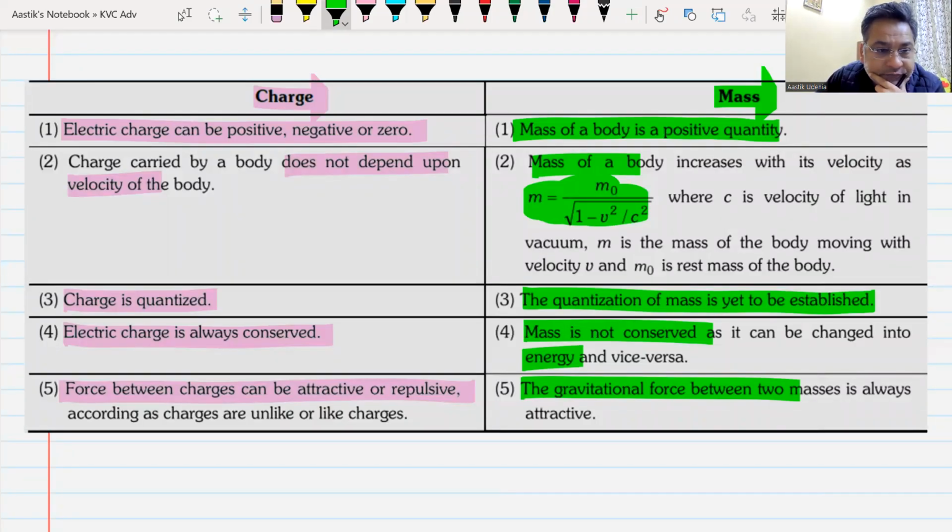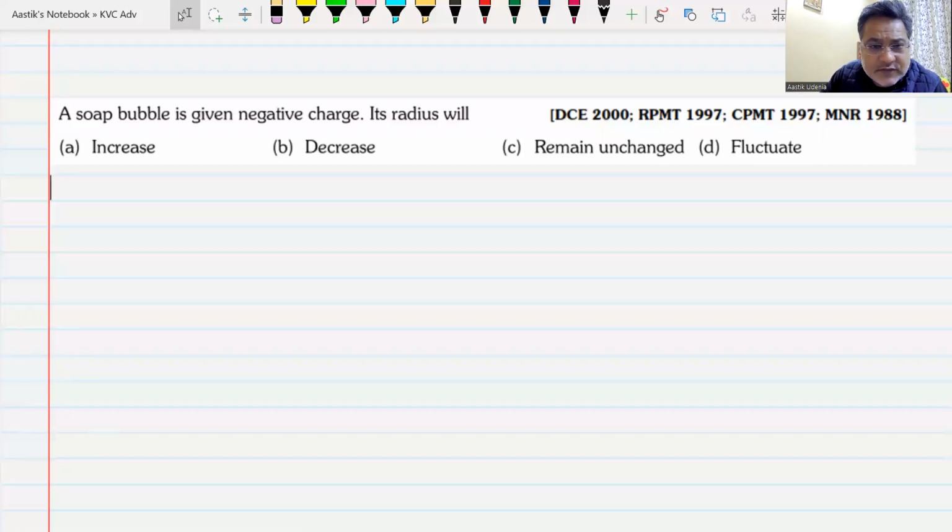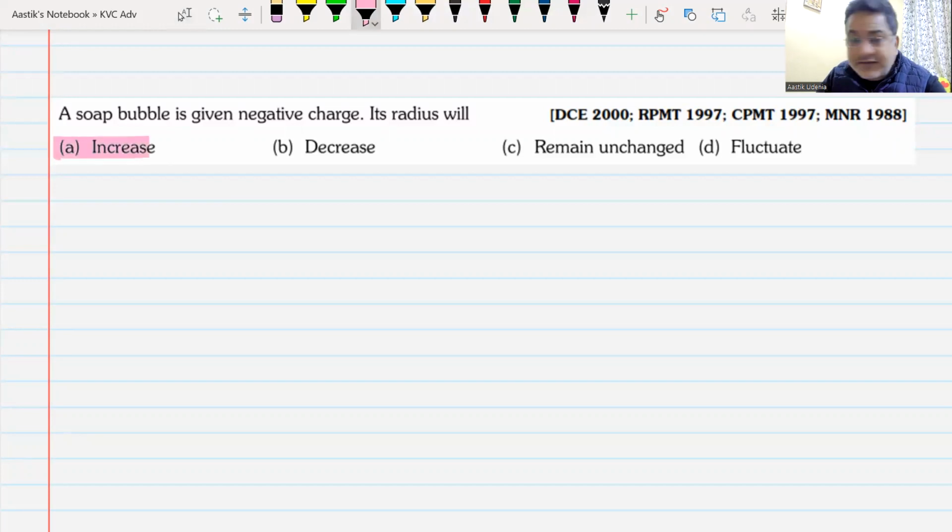Let's move ahead. First question. A soap bubble is given negative charge. Its radius will increase, decrease, or remain unchanged? The radius will increase, because of repulsion between the negative charges. When you give negative charge to a bubble, there will be repulsion between the charges, and that is why the radius will increase, not because of mass increasing.